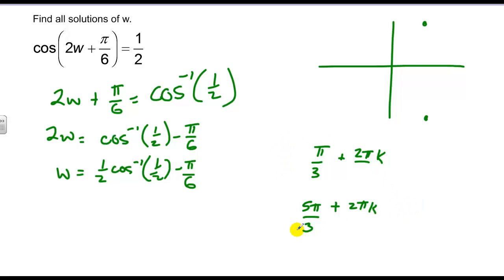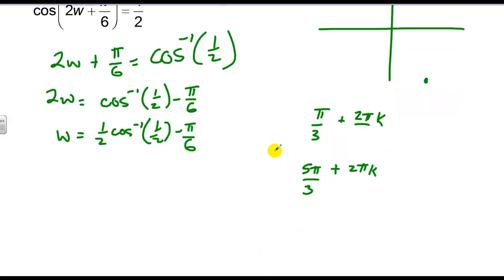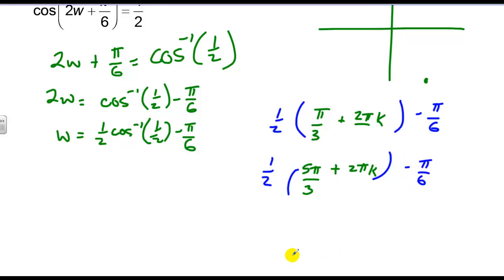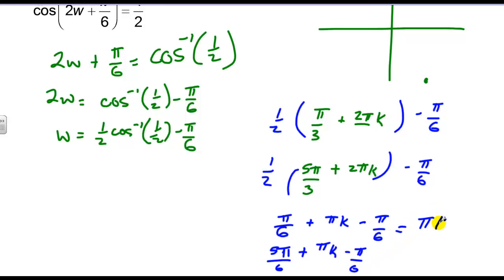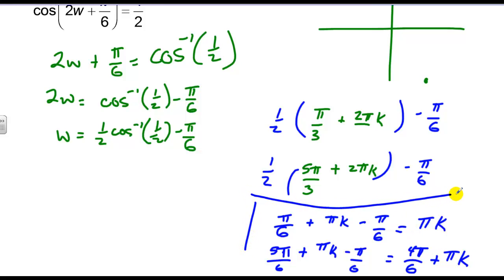So let's go ahead and do that. I'll do that in blue so we know what we're doing. I'm going to take and multiply this by a half and then subtract pi over 6 from it. Multiply this by a half and subtract pi over 6 from it. So what I have is pi over 6 plus pi k minus pi over 6, and I have 5 pi over 6 plus pi k minus pi over 6, which in this case is just pi k, and in this case is 4 pi over 6. I could say 2 pi over 3, but I'll leave it like that, plus pi k. And these are my two solutions. The problem is fairly tough.